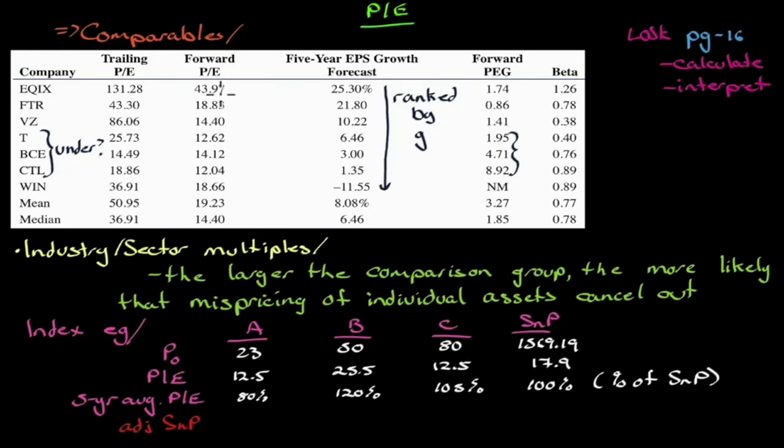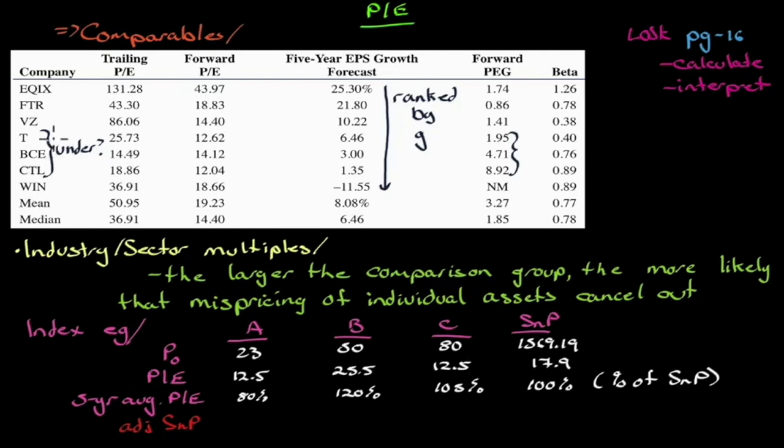So for EQIX, the forward PE is 43.97 divided by its growth, and look at its PEG, 1.74. Notice the difference between the trailing and the forward here. Trailing was 131, forward was only 43.97. Well, that makes a lot more sense. Suddenly, this is not an outlier.